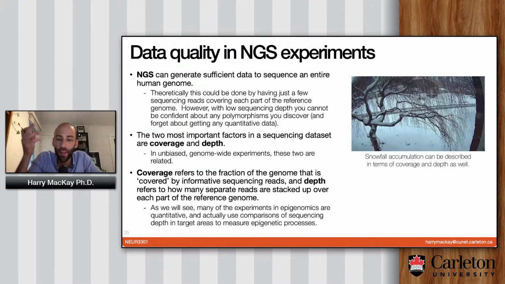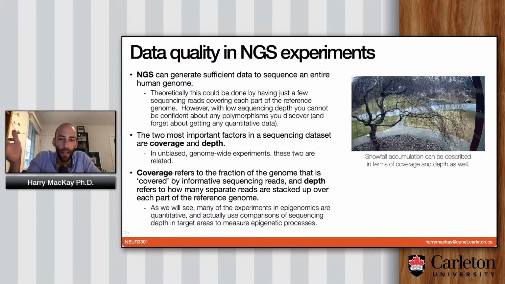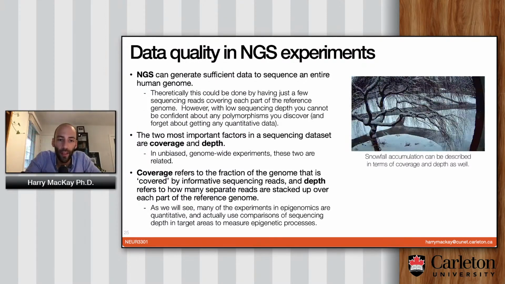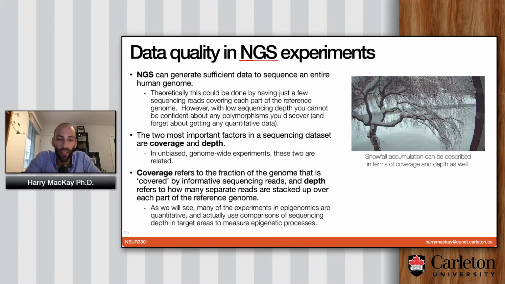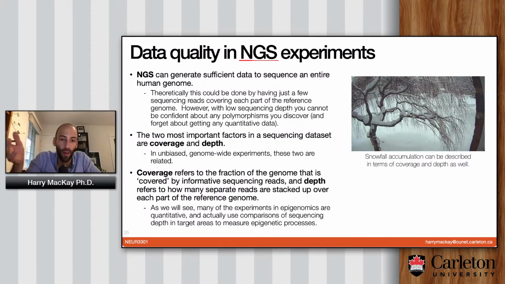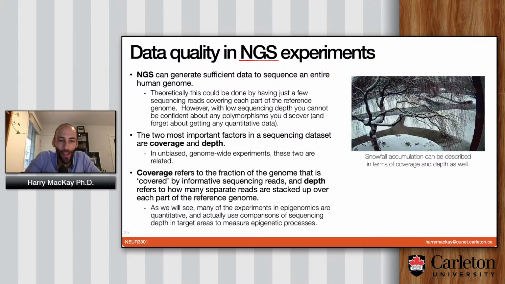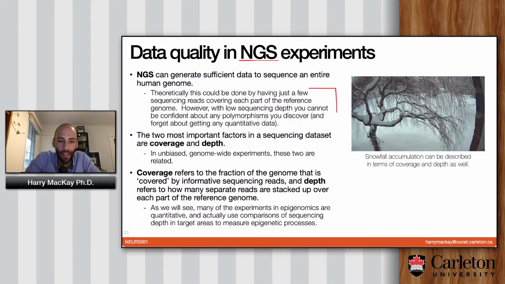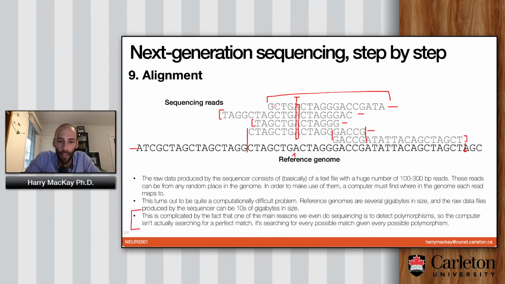So just a few words about data quality in these experiments. This next generation sequencing, or NGS, is able to generate vast quantities of data. You can sequence an entire human genome this way. You could theoretically do this by just having a few reads covering each part. Like what I've shown here, this part of the reference genome, for example, is covered by 1, 2, 3, 4 reads. So that's comparatively low coverage, actually, but technically this would be enough. You know what's going on there.